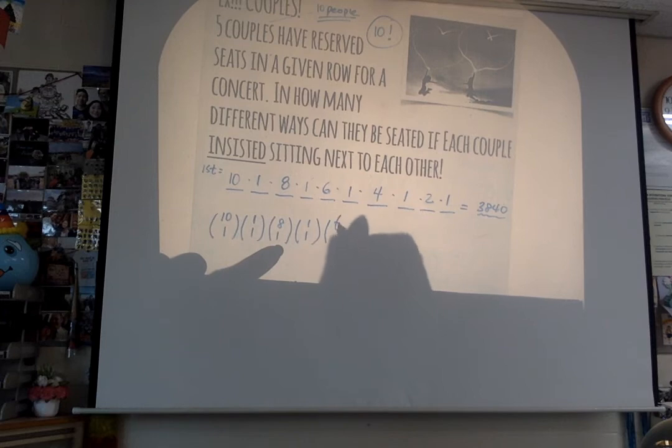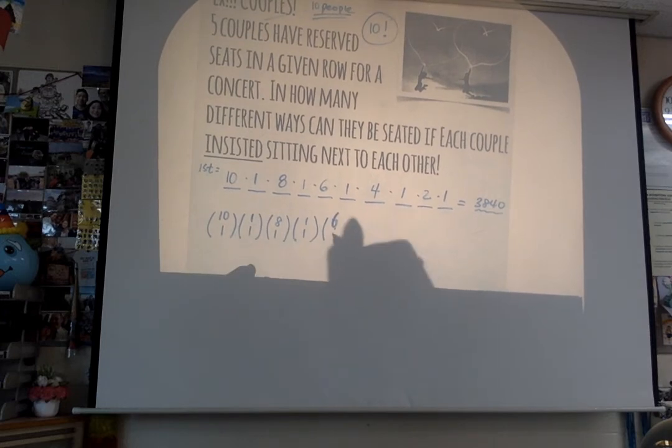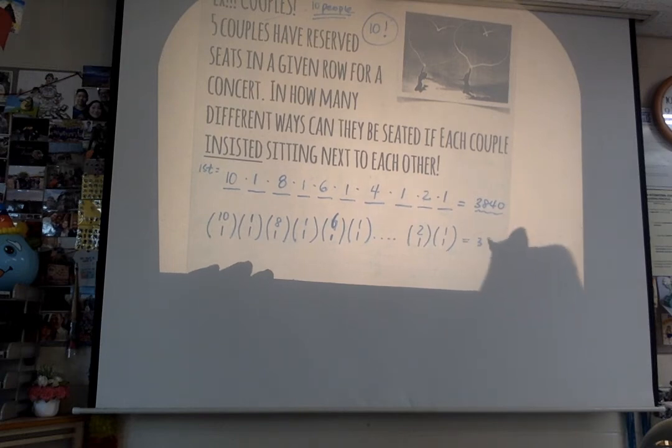6 people to choose from because I've used 4 people already. I choose one person to sit here. The only person that can sit next to them is a significant other. Then 2 choose 1, 1 choose 1. So if you want to think of it as a choosing way, that's okay too. Okay? Which is 3,840. Okay?